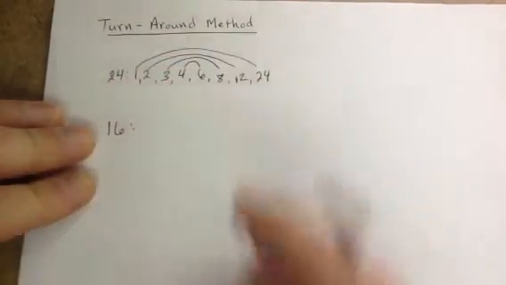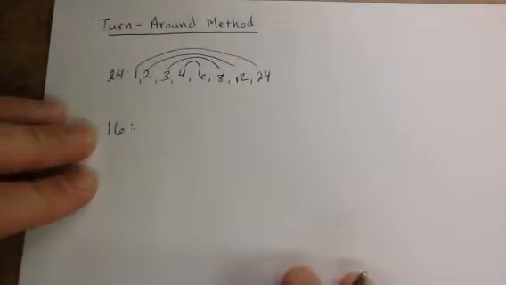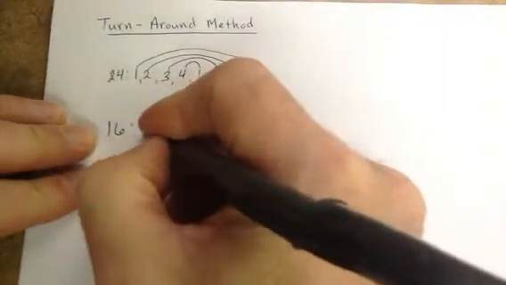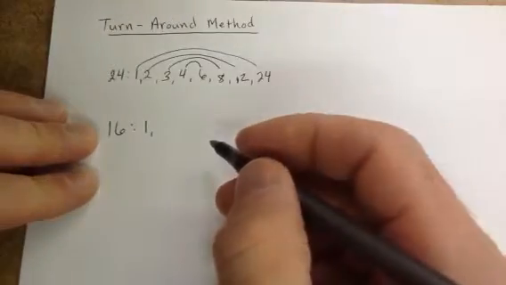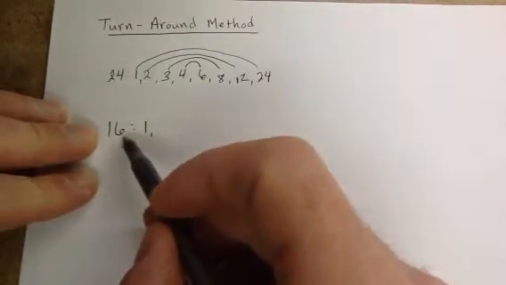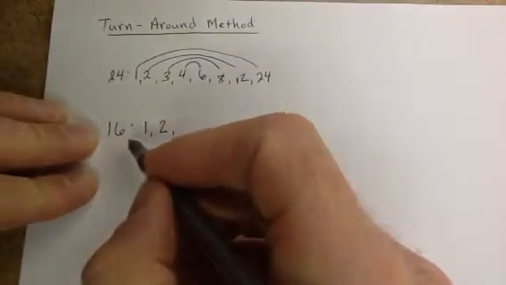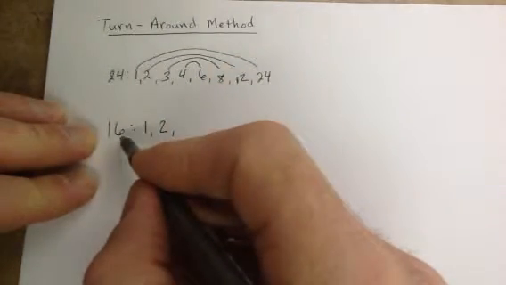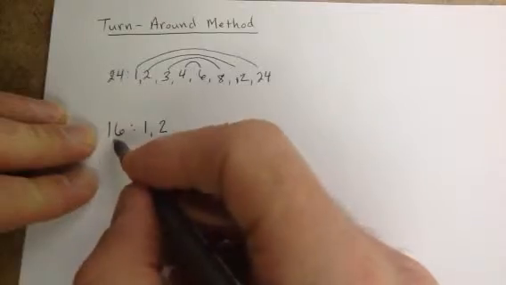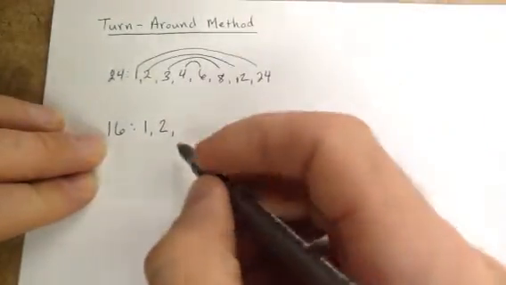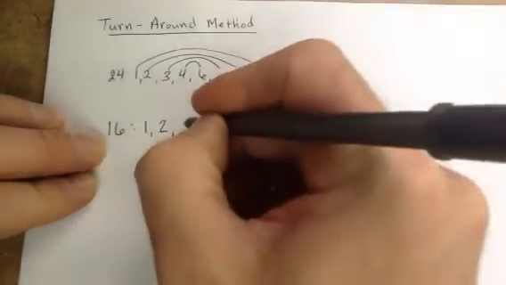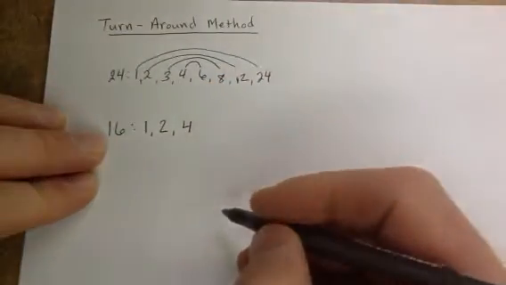Let's look at the term 16. Once again, let's start with 1. Yes, 1 will go into 16. 1 goes into every number. How about 2? Well, it ends in a 6, so it's even, so 2 works. 3? 1 plus 6 is 7. 3 will not go into 7, so it will not go into 16. How about 4? Well, 4 will go into 16.